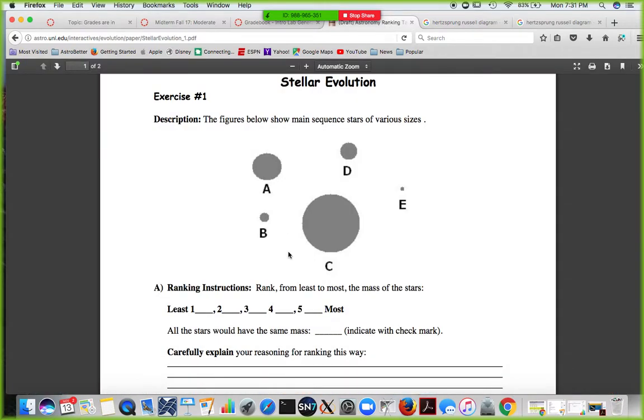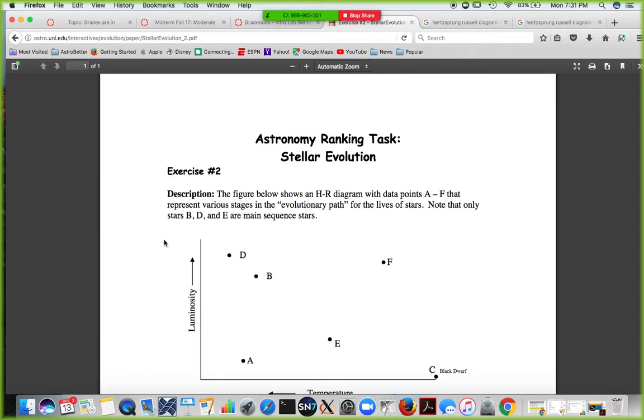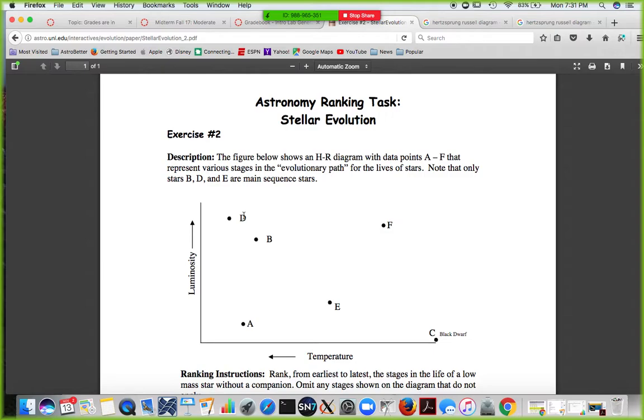So when you go to this ranking exercise, its answer becomes simple. This star E is the least luminous, and it happens to be also the coolest one. And star C happens to be the most luminous one, and also the most massive one. Okay, so this ranking exercise illustrates a lot of what's going on, and then you have more in there. Like exercise number 2. The figure below shows an HR diagram with points A to F. There you go. A, B, what is C? Oh, right here. C, D, E, F.